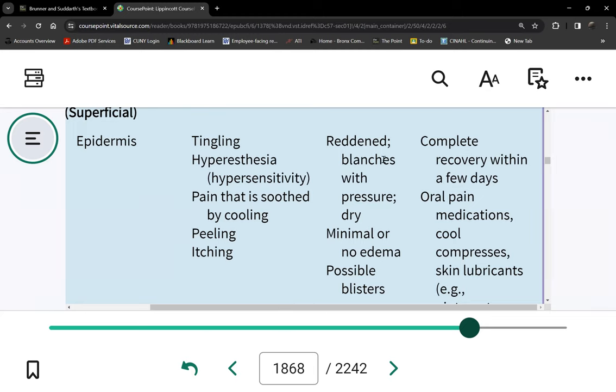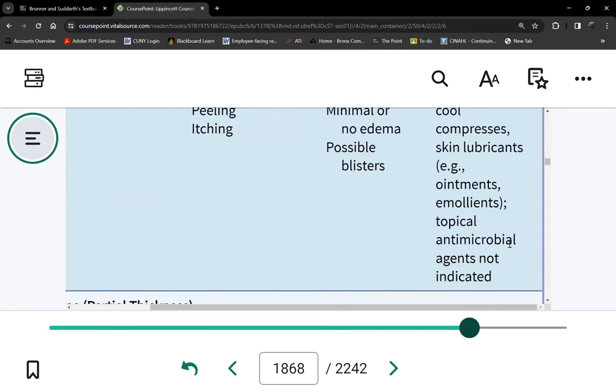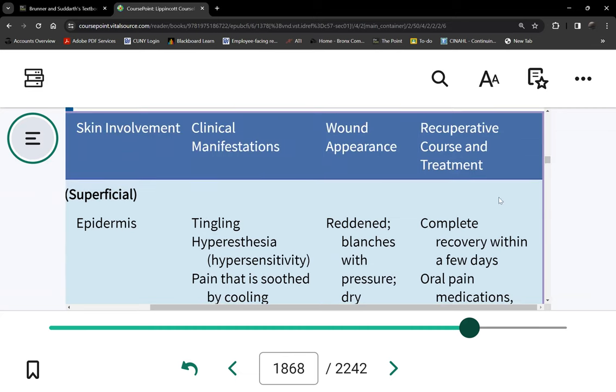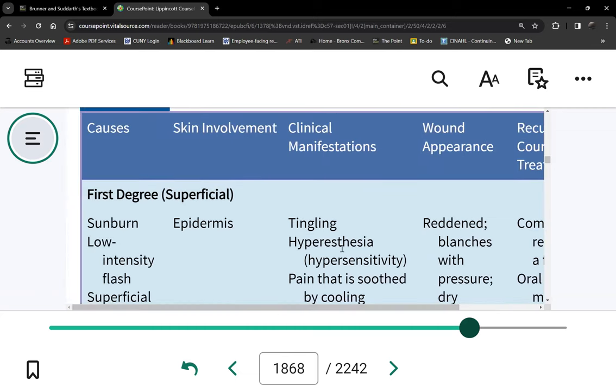And that's what it will look like. It will look red. It still blanches with pressure because circulation is not affected. Very minimal or no edema at all. There may be a few blisters. Number one example is a sunburn. So complete recovery in a few days. It'll hurt for a few days, but that's it.